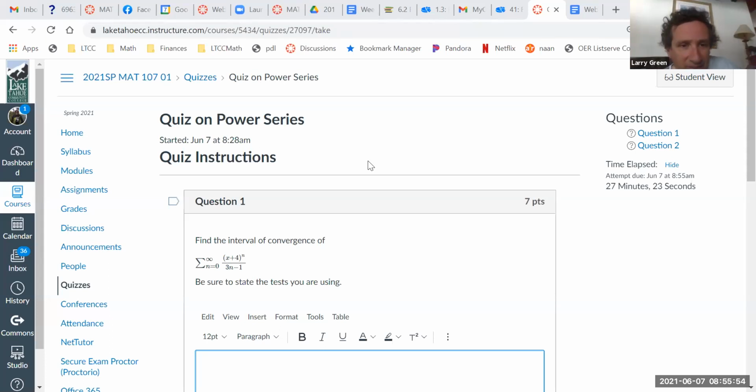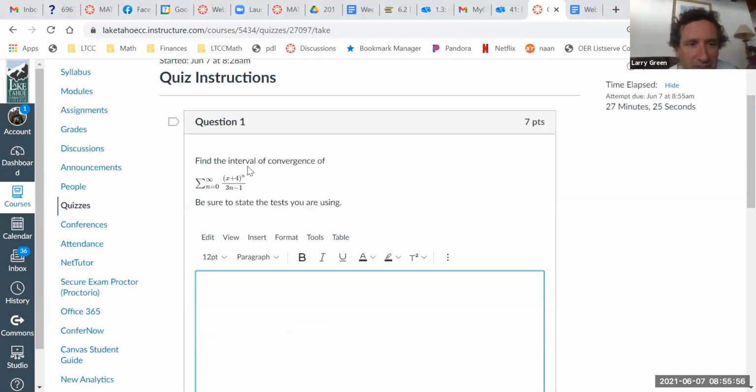All right, so here's a quiz, and it says find the interval of convergence, n equals 0 to infinity, of (x + 4)^n over 3n - 1. State the test you're using. So to find the interval of convergence, what's the first test I should use? Yeah, we should definitely use the ratio test. So let's use the ratio test.